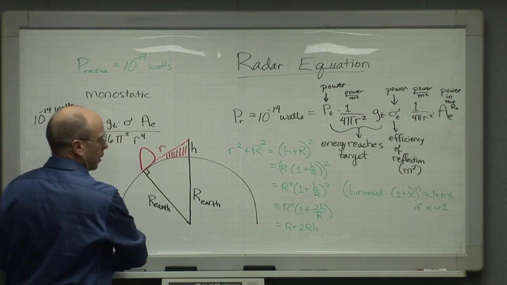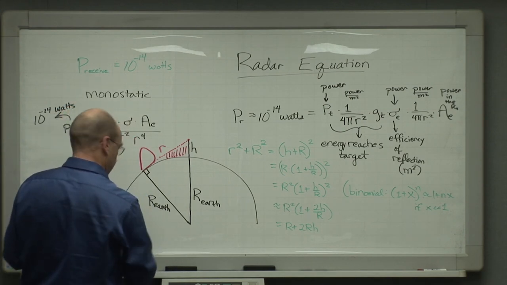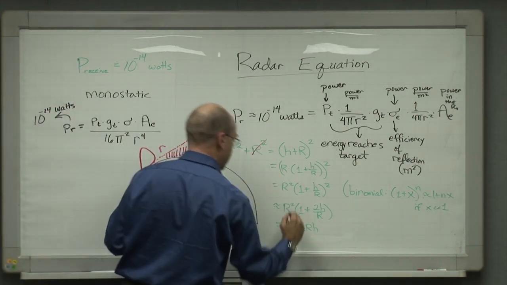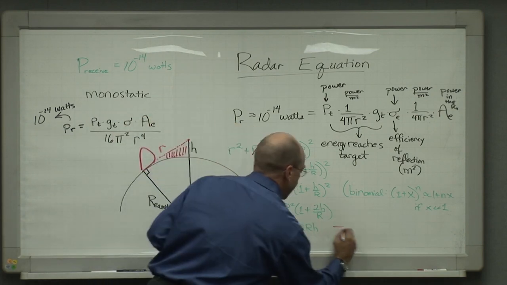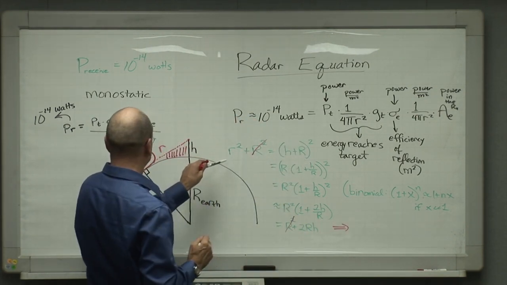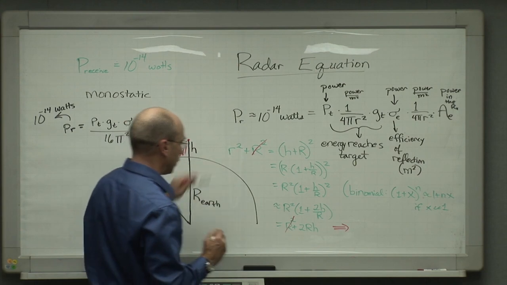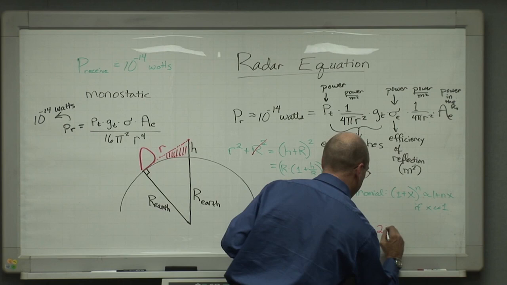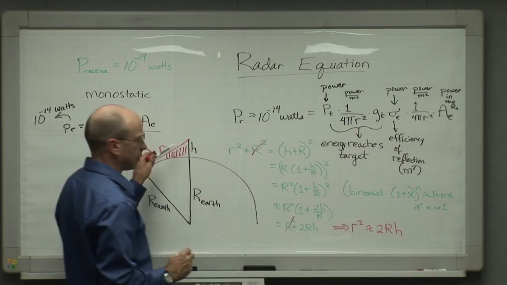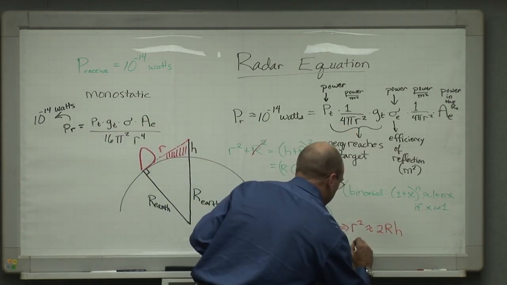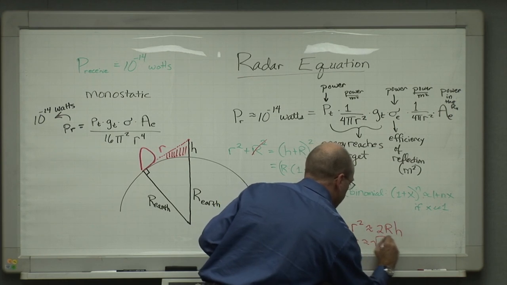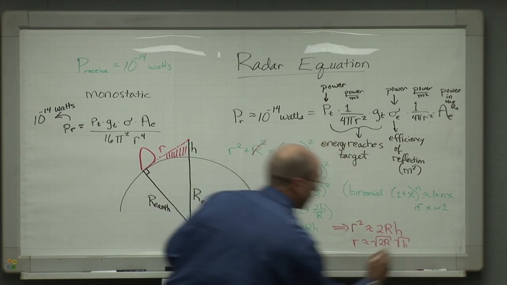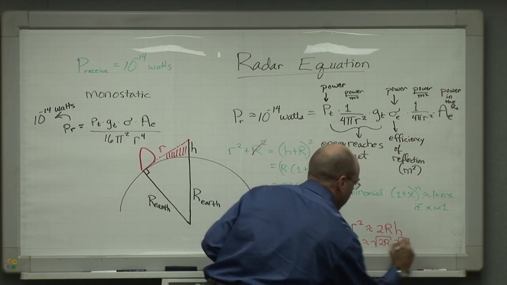And now, R squared, okay. Now, the two R squareds divide out, and the result that we get is that little r squared is approximately equal to 2 times the radius of the Earth times the height of this dead zone, which means that r is approximately equal to the square root of 2 times the Earth's radius multiplied by the square root of that height. Like so.